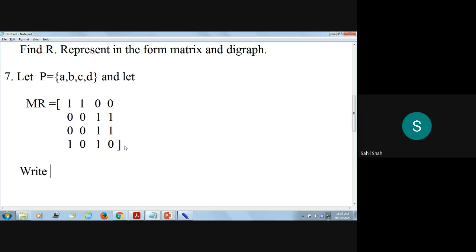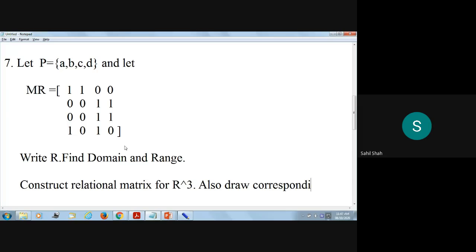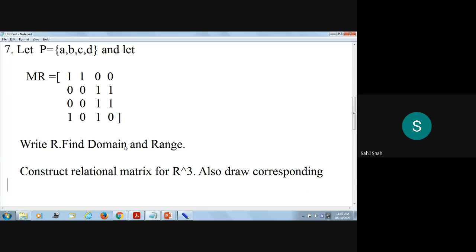Further to this, construct the relational matrix for R raised to 3. Also draw the corresponding diagram.